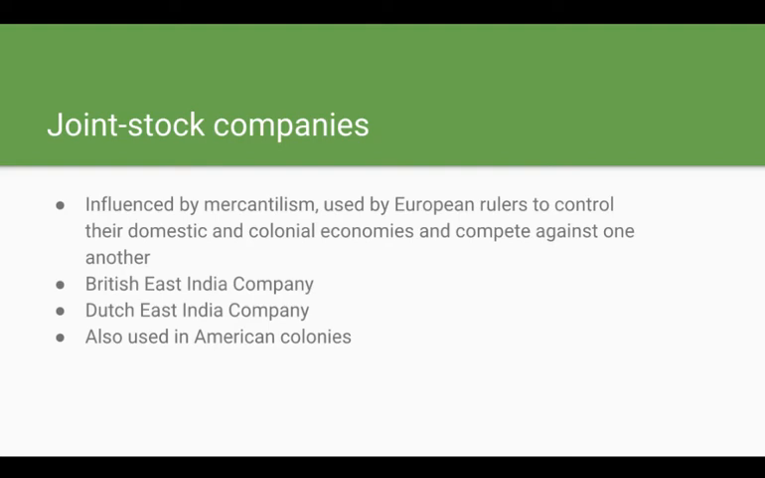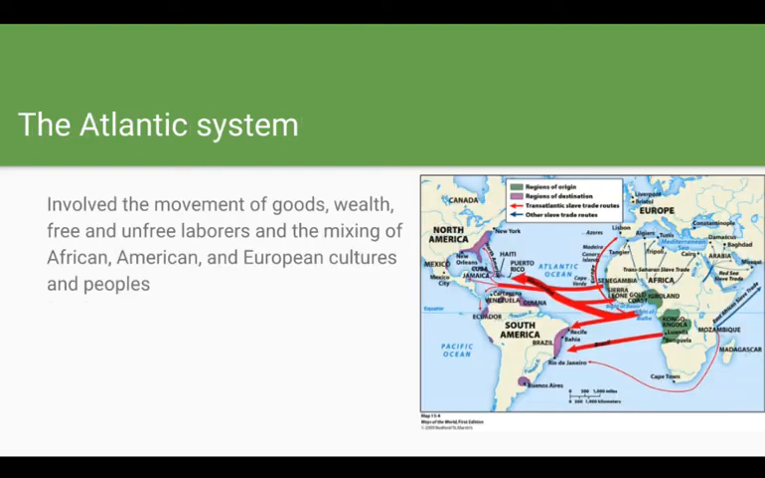So the ones you did learn about were the British East India Company and the Dutch East India Company. And so from the standpoint of those European governments, those companies had a monopoly for trade in India and of course made them quite wealthy. And this is an extension of the policy of mercantilism, enriching the mother country.